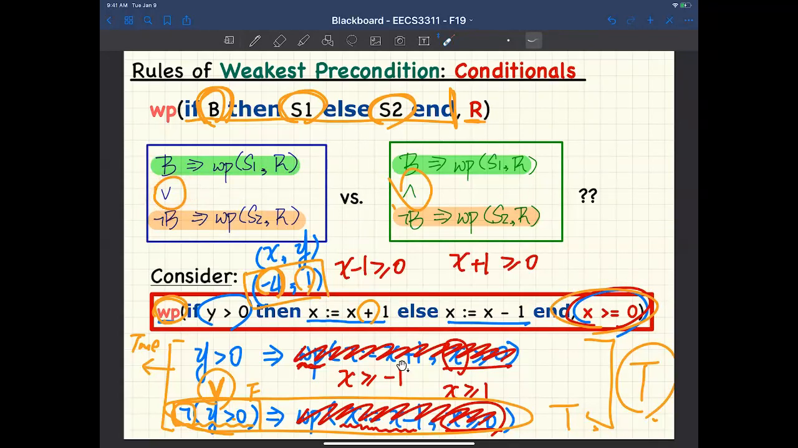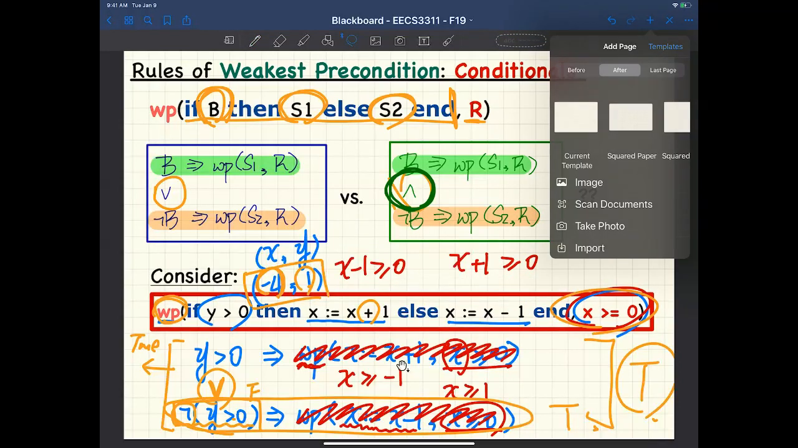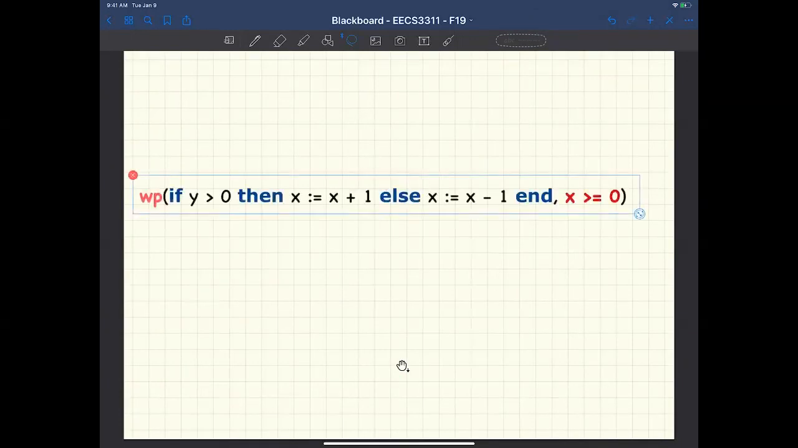Okay? Let's now do one more thing to help you. What if I try the following? What if I try the conjunction case? If I try the conjunction case, let me do it again, okay? I want to do it properly. Let me start a new page over here. I'm going to use the same example.